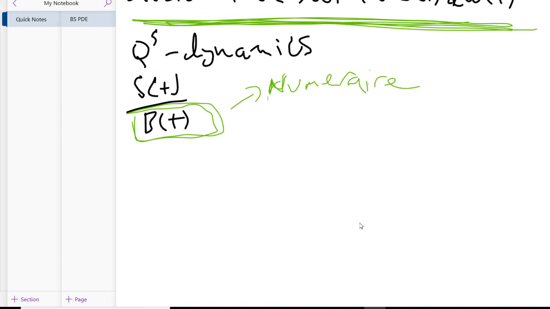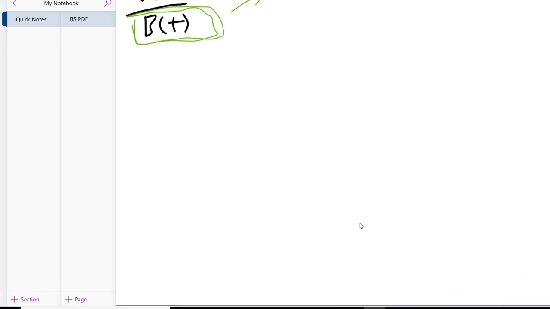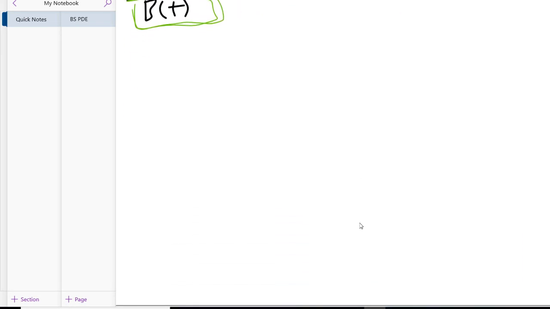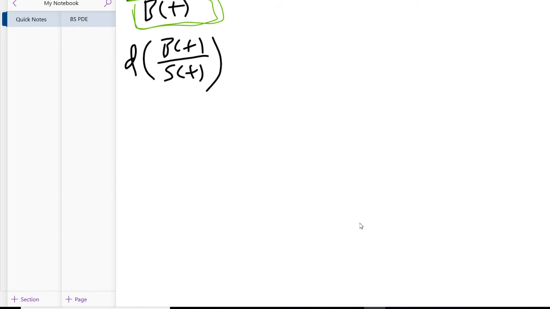But for now, I simply want to show you what the Q^S dynamics are, because when I get to that part in that video, I'll be able to just give the result and refer you to this video to save time. So for the Q^S dynamics, we just saw dS over B, so let's flip it. Let's consider d of the bank account over S. So now we have S as the numeraire.